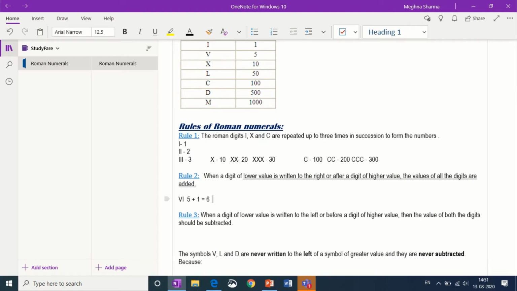to the right of the greater value, we have to add. That's what we did over here.